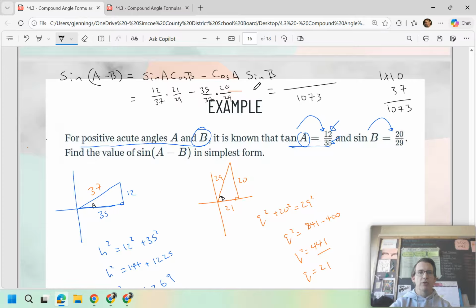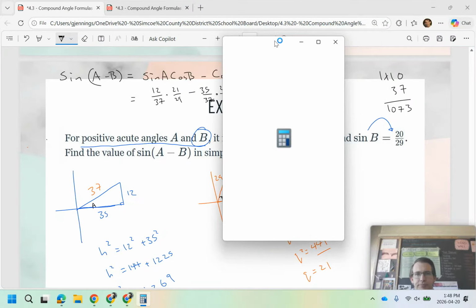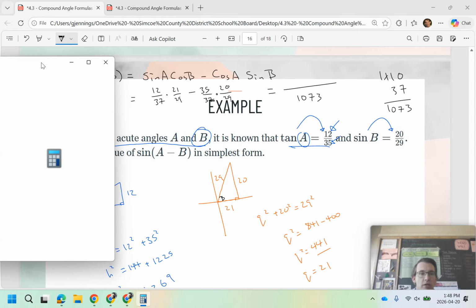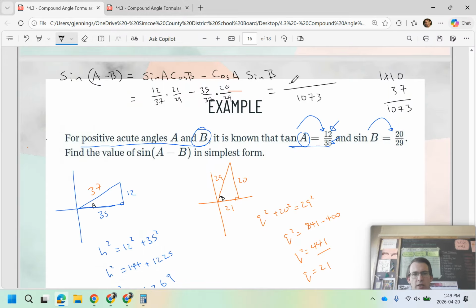Okay, and then 12 times 21. It's too boring to watch me do mental math. I'm also not on my game. 252. So 12 times 21 equals 252, minus 35 times 20, which is 700, so minus 448.